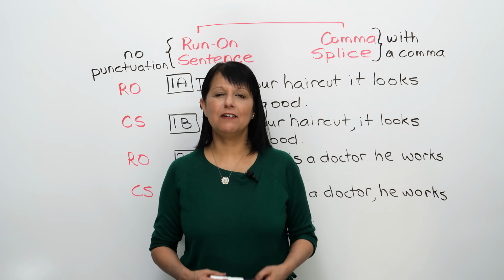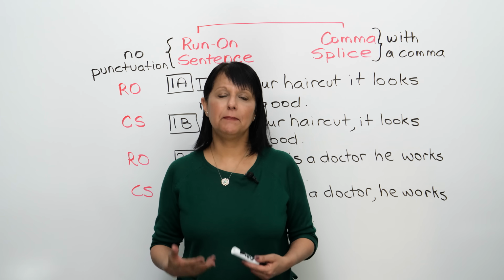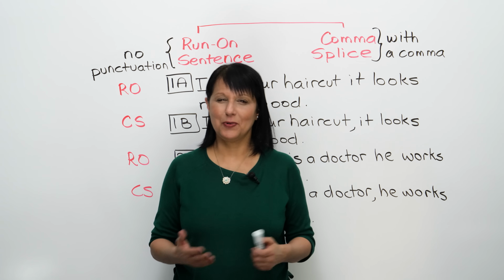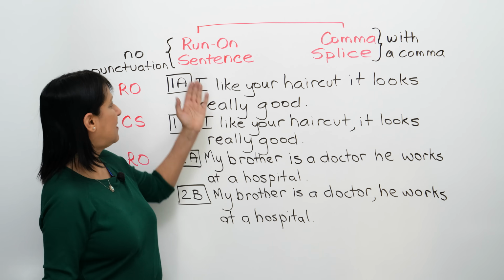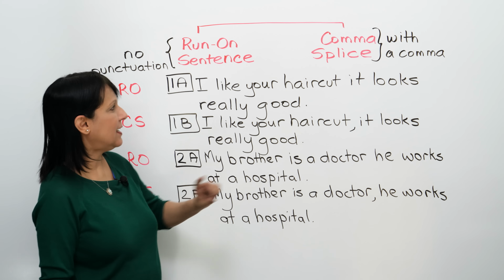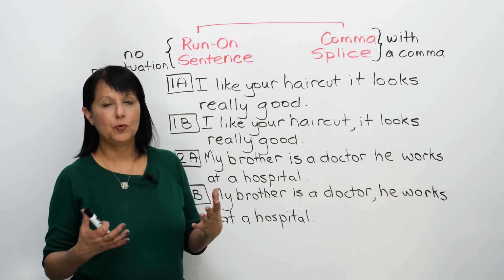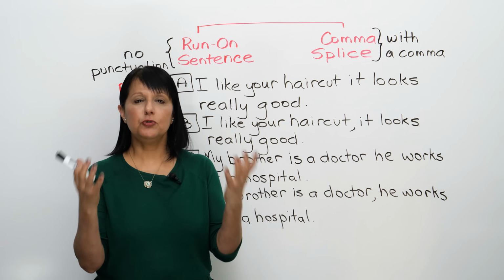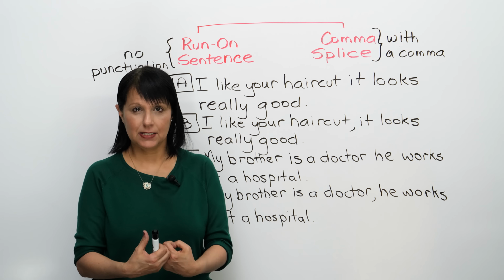In this lesson, I'll show you how to avoid the two most common errors made in English writing, and also how to fix them, okay? So, these two errors are the run-on sentence and the comma splice. So what does that mean? Well, what happens in both these cases is that two sentences are incorrectly joined into one sentence.